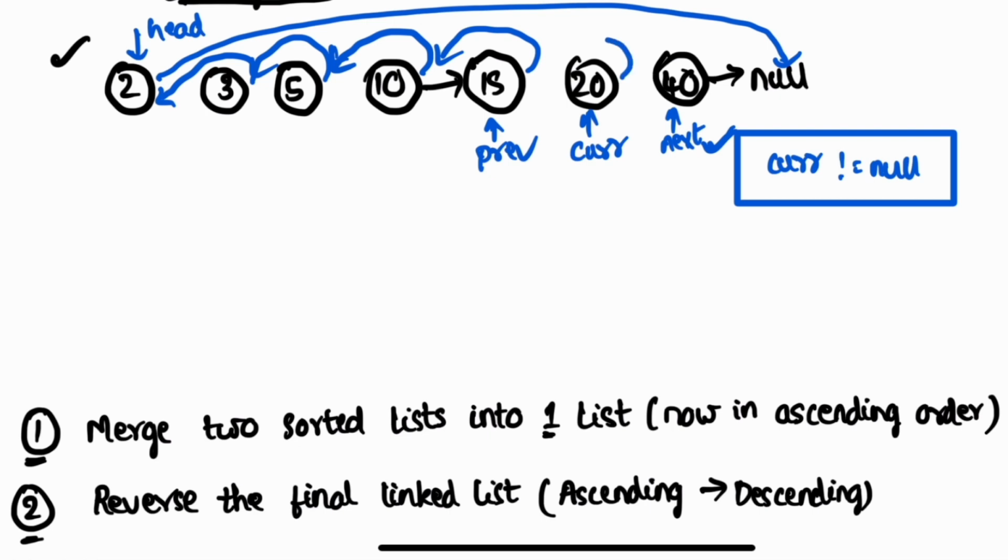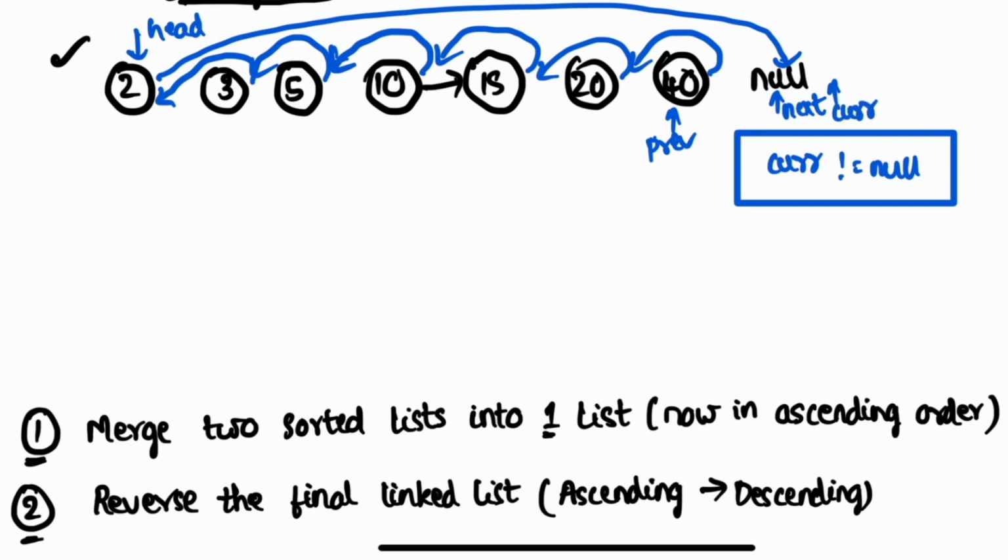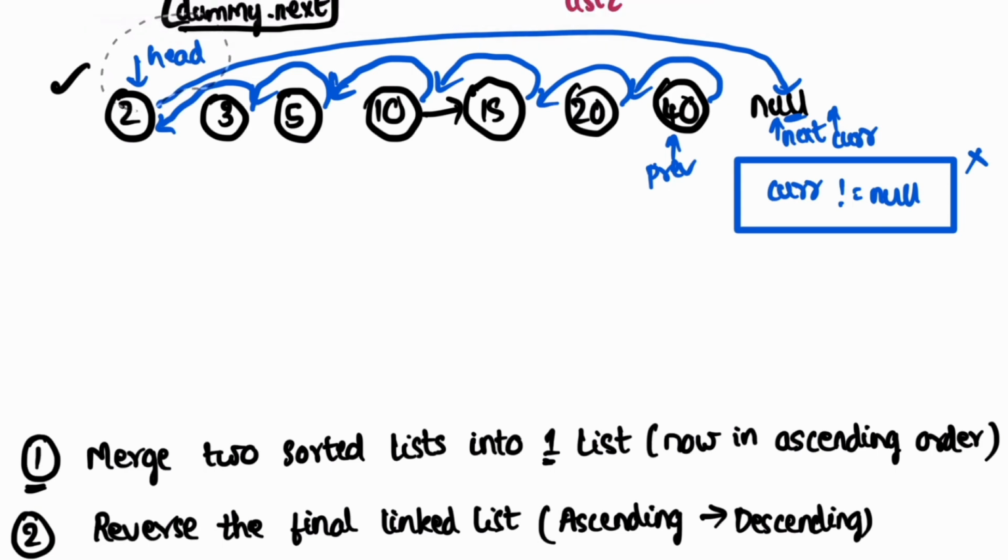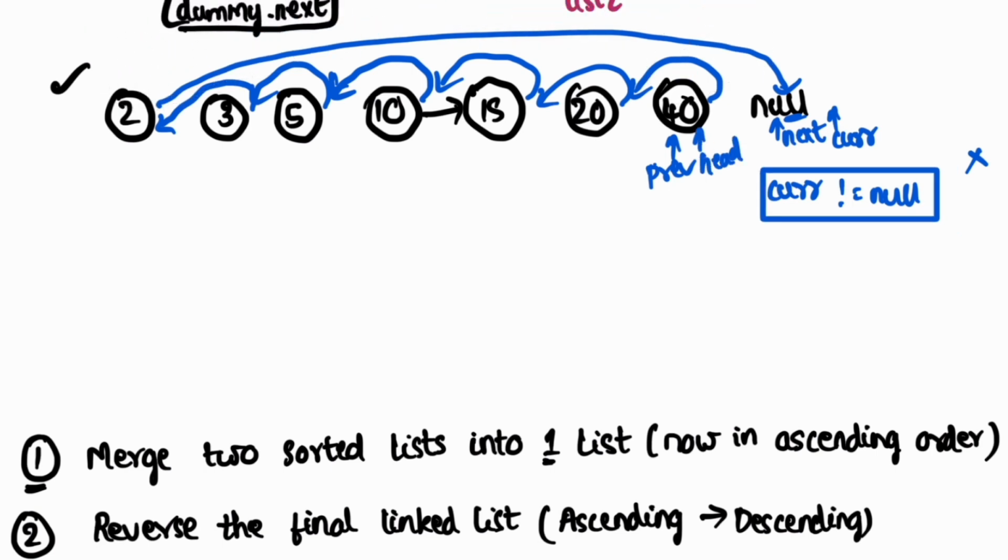Let's repeat. Current.next points to previous. Previous moves to current. Current moves to next. Current.next is null, so next won't be moved. Current.next points to previous. Previous moves to current. Next was here, and current will move to next. And now as current is pointing here, this condition will fail because current is pointing to null. So we move the head which was in the beginning. So head will move to where previous is pointing. So head is pointing here, and we can return head.